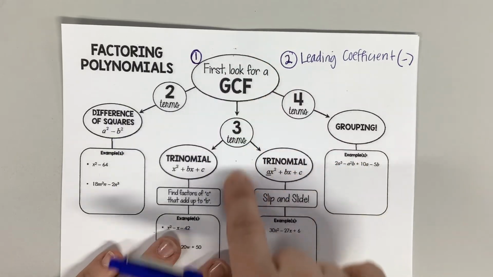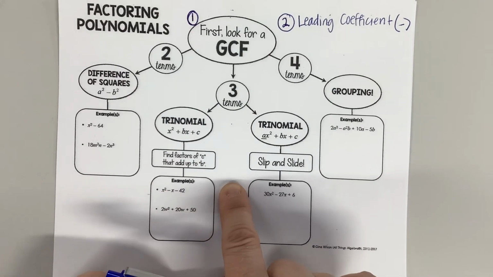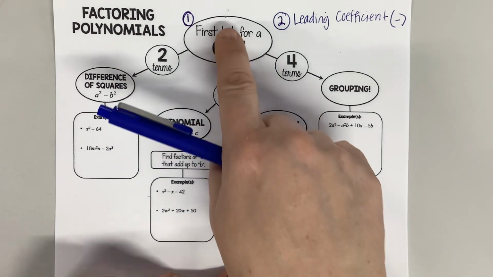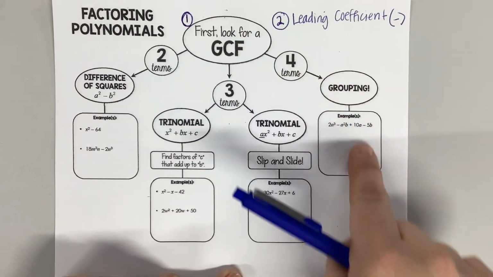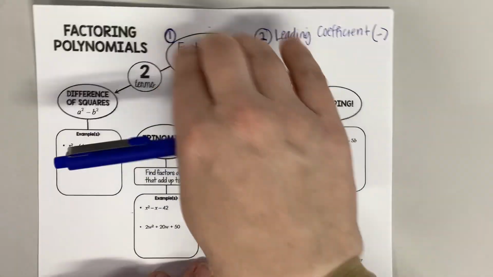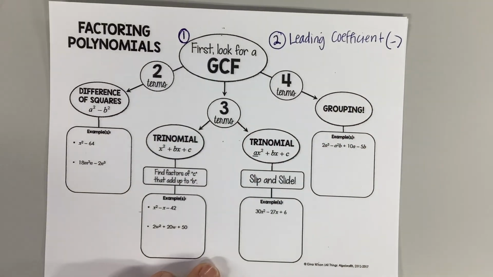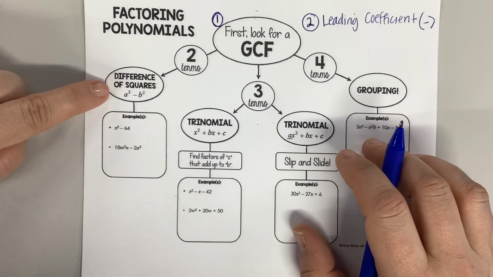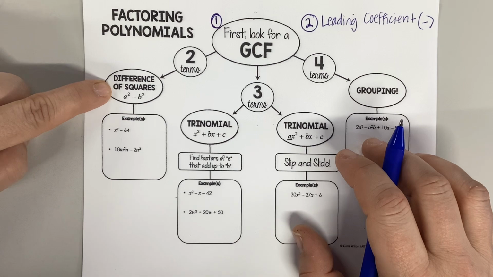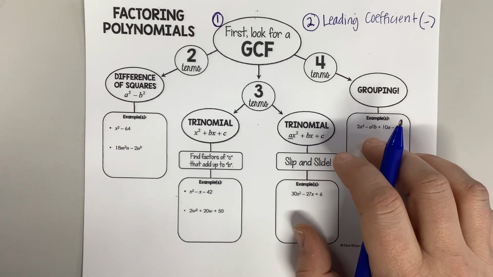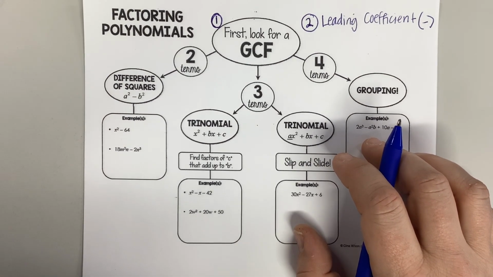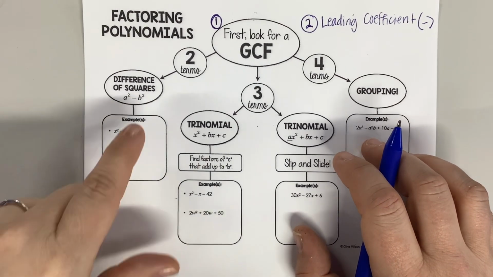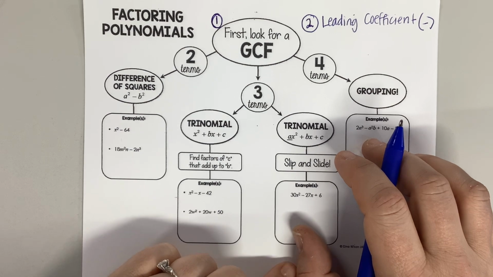You have factors of B, or factors of A times C that have a sum of B. Or you group it because it's 4. There's only these avenues. There's nothing else. In order for it to be a difference of squares, it must be a subtraction problem, and both things have to be perfect squares. Both terms.